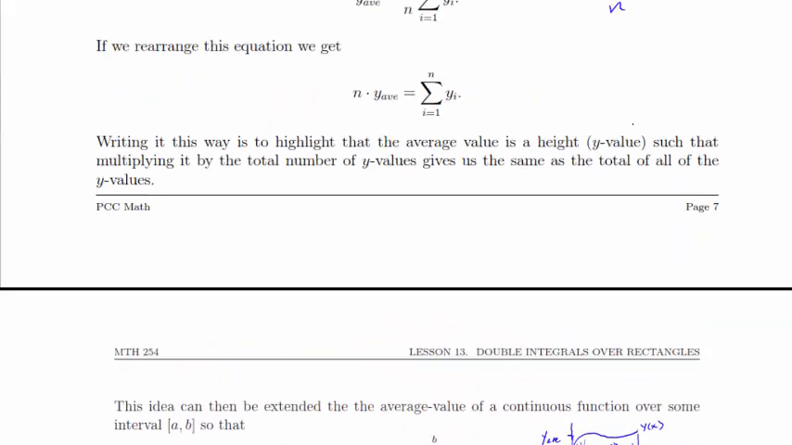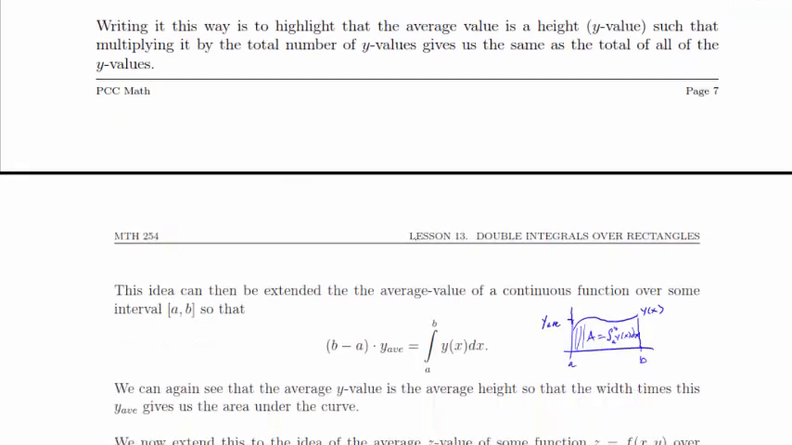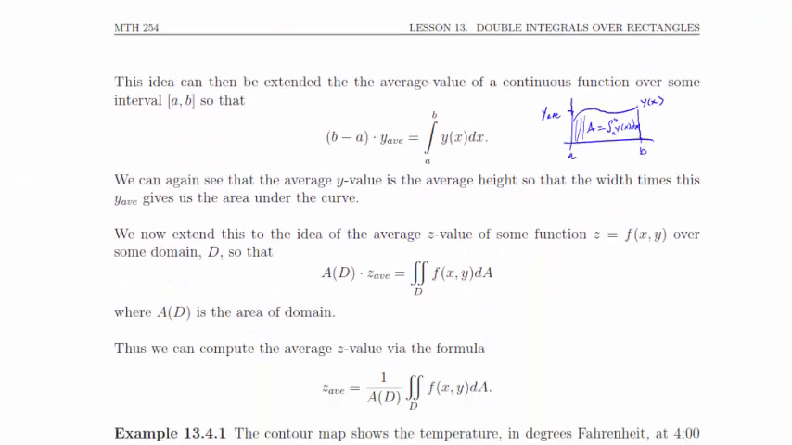See how that's a connection to what we were doing here? The total y values divided by the number of them. If I move the n over, then n, the number of things, times the average gives us the total sum. And instead of the number of things, we now have a width. So this is analogous to what we were doing above.